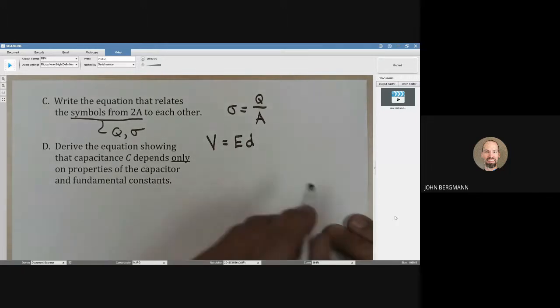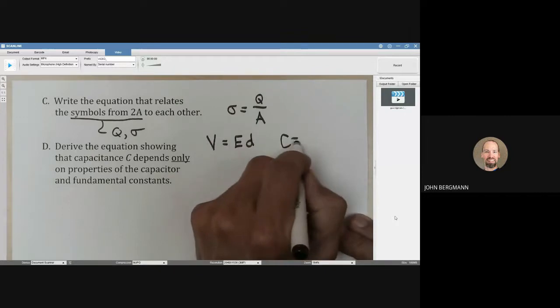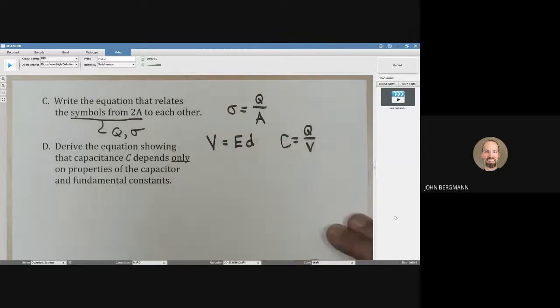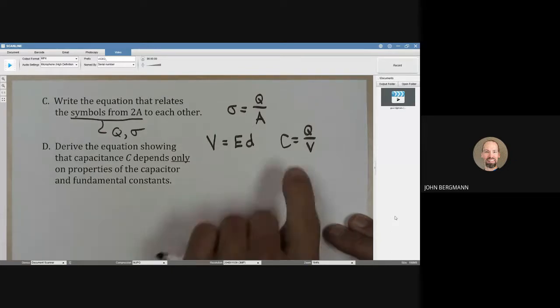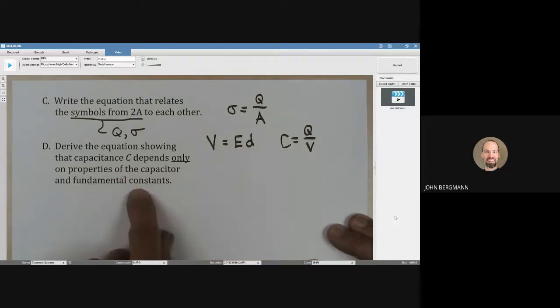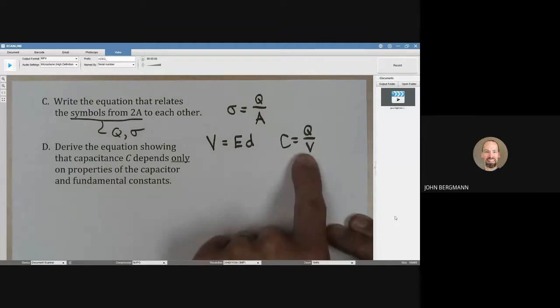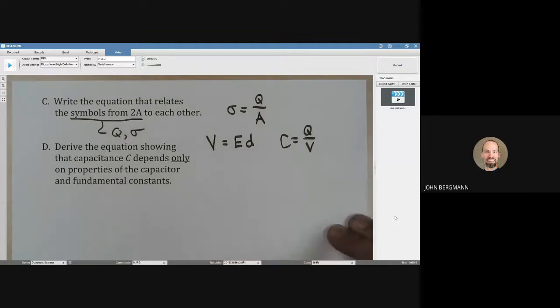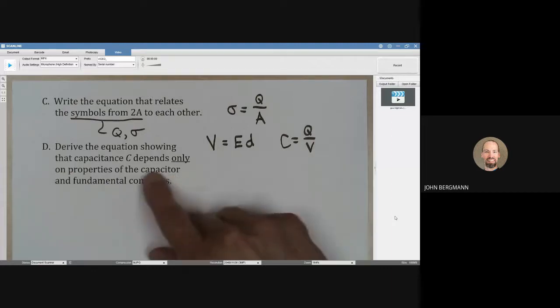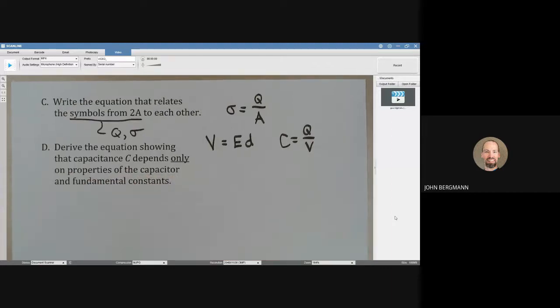And we also said, what other equations do we have? We have the definition for capacitance, which is Q over V. Let's just start working this and see if we can find an equation for capacitance that shows that it depends only on the properties of the capacitor and fundamental constants. And that's not what this equation is showing, is it? This is showing that there's a certain amount of charge Q on the capacitor, and there's a certain potential between the plates, and that could differ from one case to another. So that equation is not showing that the capacitance depends only on the properties of the capacitor.